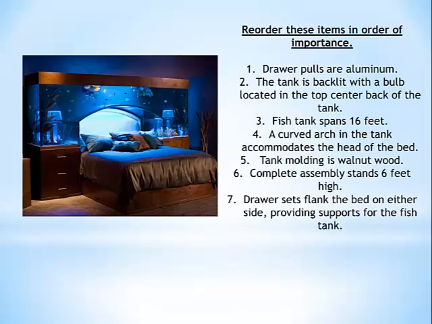Let's practice that. On the left-hand side of your screen, you see a picture of a fish tank. Fancy fish tank. I wish I had this in my room. And I have included 7 descriptions that relate to this fish tank, but I've put them in a random order. So pause the screen, look at these 7 items, and organize them in order of importance. Make item 1 the most important feature of this fish tank and item 7 the least. When you're ready, hit play and we'll compare our answers.